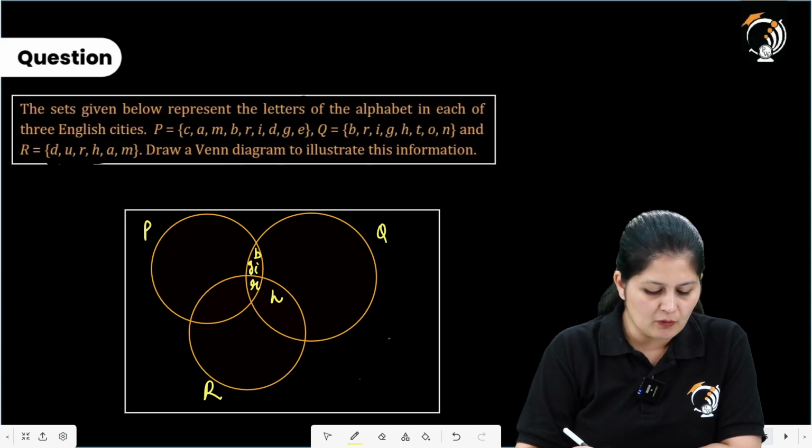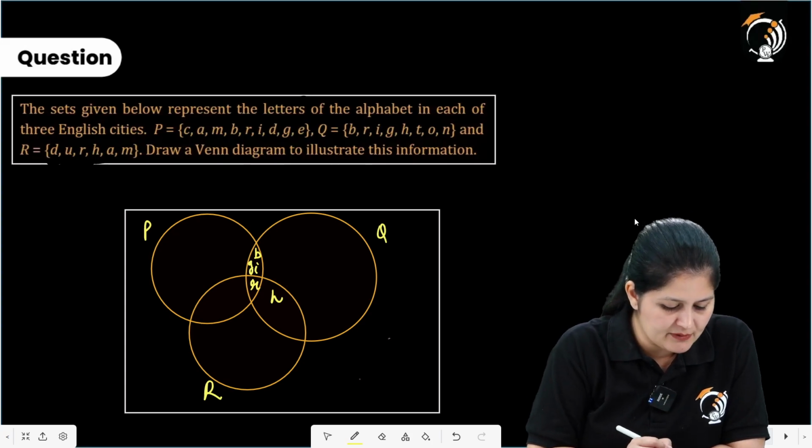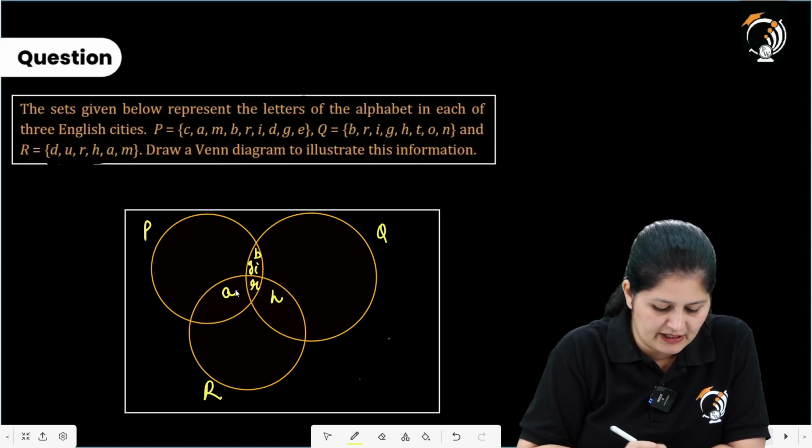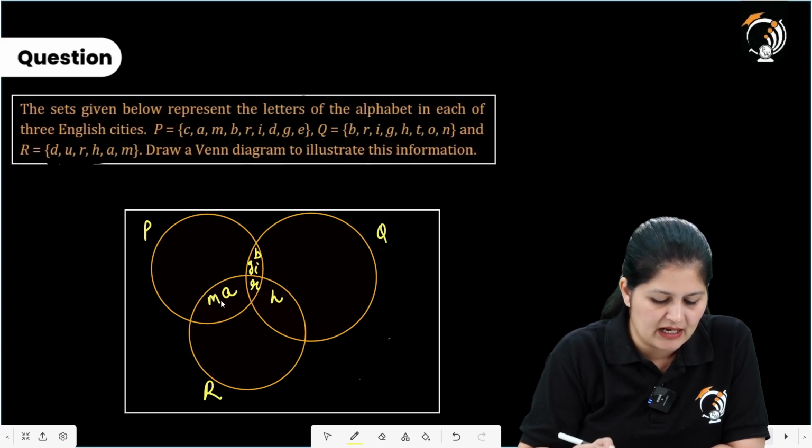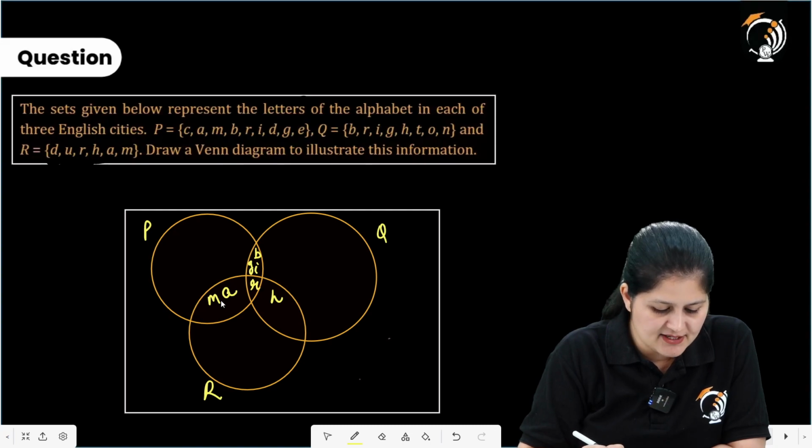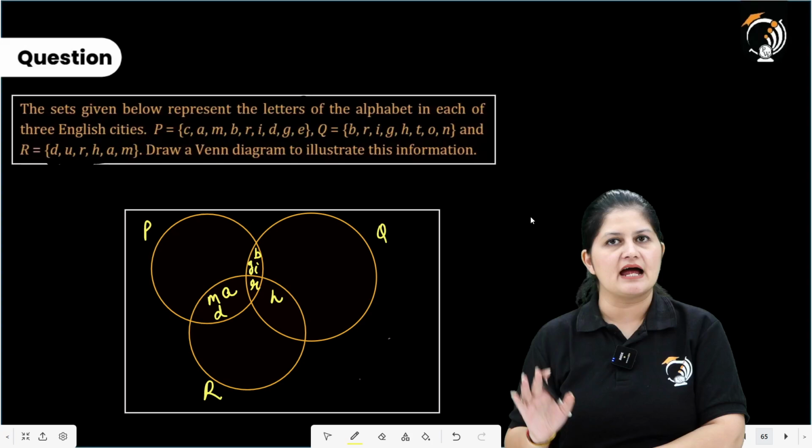Further, let's talk about the common elements for P and R. If we have a look at the common elements between P and R, C isn't common, A is common, so we are going to have A here. Further, M is also common, so we are going to mention M as well. B isn't common, R we have already mentioned, I isn't common, D is also common, so we are going to write D as well. And G isn't common, E isn't common. So these are the common elements that we have.